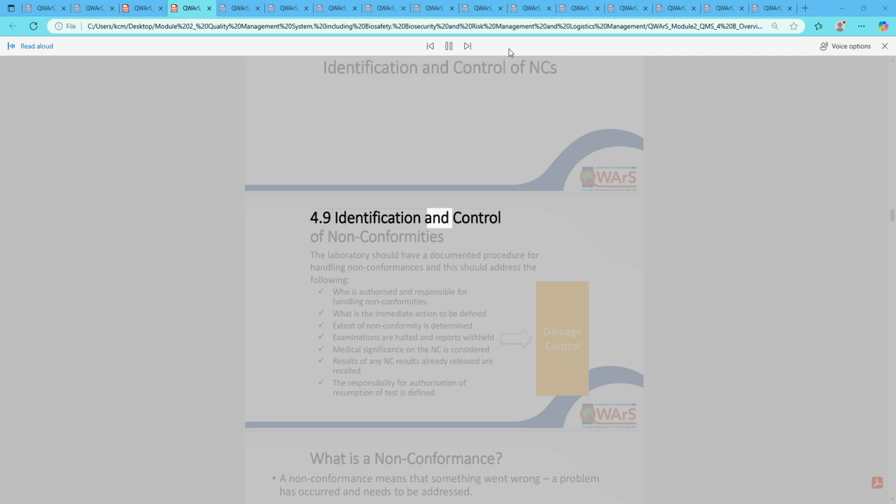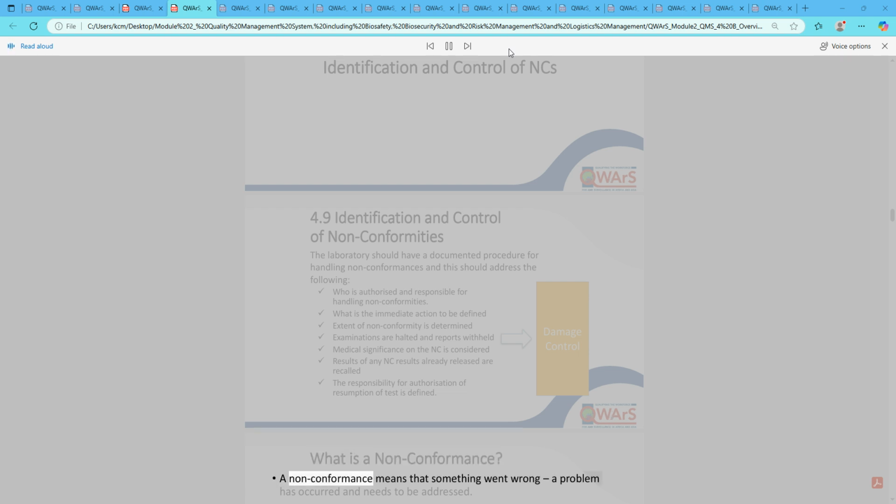4.9 Identification and control of nonconformities. The laboratory should have a documented procedure for handling nonconformances, and this should address the following: who is authorized and responsible for handling nonconformities? What is the immediate action to be defined? The extent of the nonconformity is determined. Examinations are halted and reports withheld, and the medical significance of the NC is considered. Results of any NC results already released are recalled. The responsibility for authorization of resumption of tests is defined. Damage control.